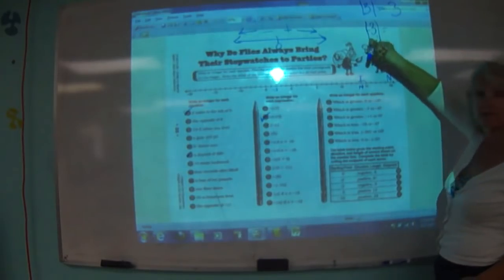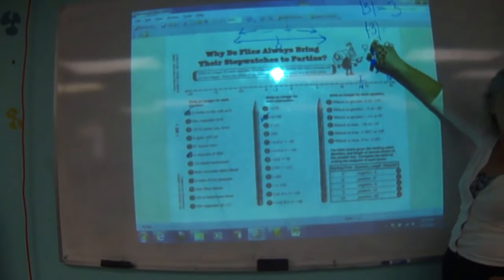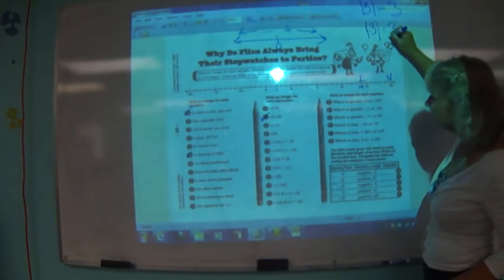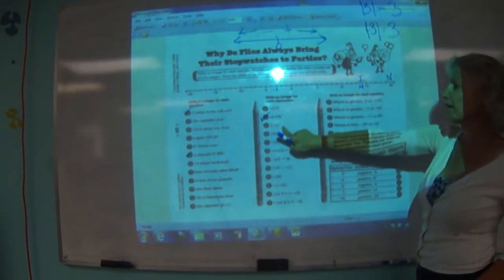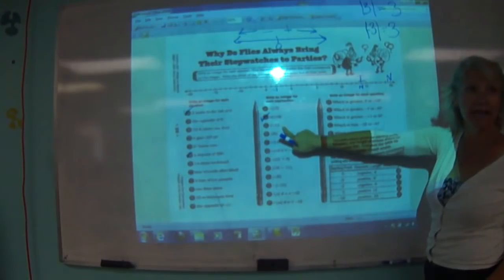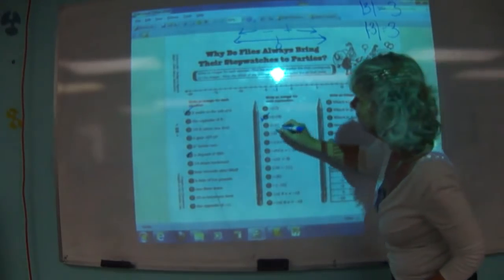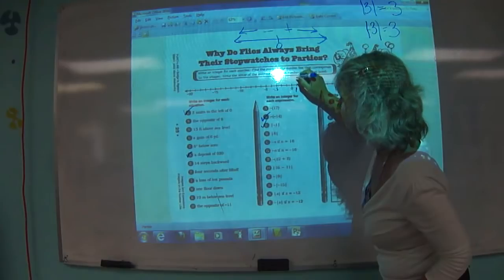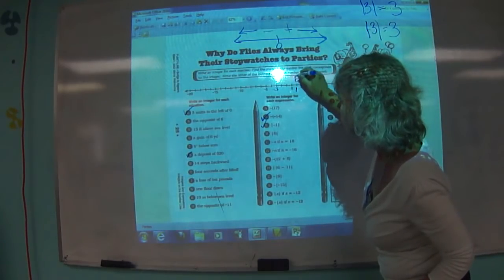What about the absolute value of negative 3? It still has to be 3. So here, the absolute value of negative 1 has to be 1. So there it is, 1, and that letter is E also.